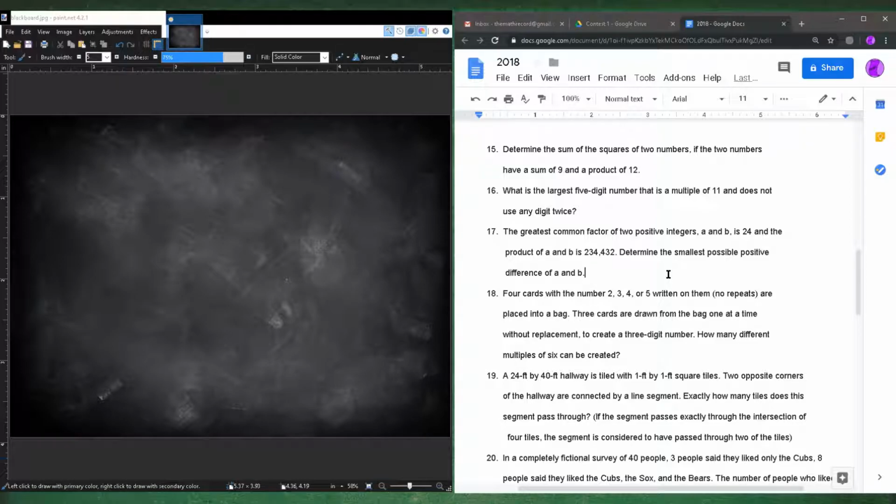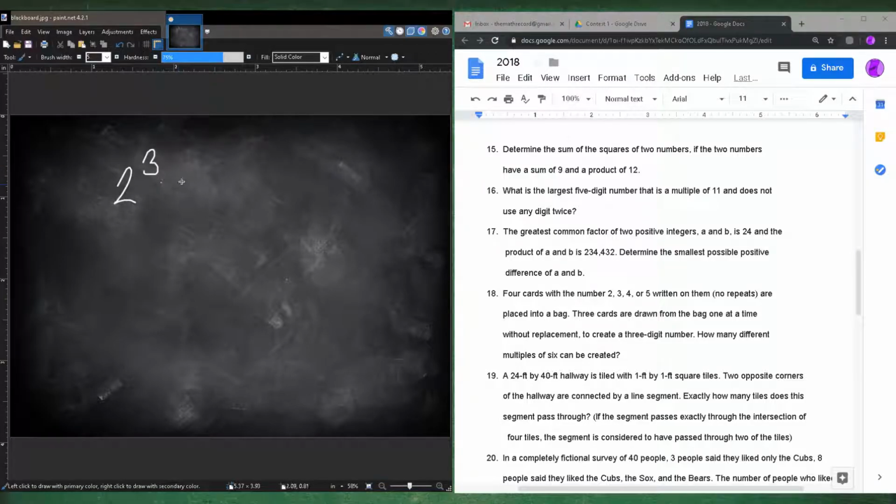So that's number 16. Number 17. The greatest common factor of two integers a and b is 24, and the product of a and b is 234,432. Okay, so the product of a and b, the greatest common factor is 24. So let's just factor out 24. 24 is just 2 to the power of 3 times 3, right? Because that's 8, and times 3 is 24.